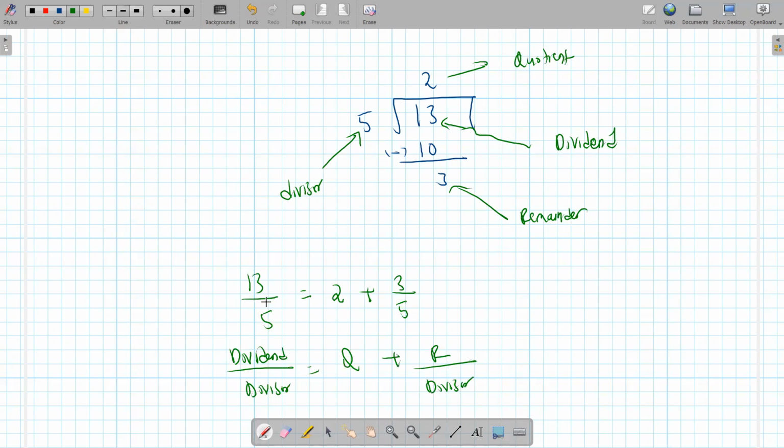What you could do is multiply both sides by 5 on the top one, then you would have 13 equals 5 times 2 plus 3, right? So another way of writing the same thing is that the dividend by itself is the divisor times the quotient, plus the remainder. So two different notations for this, okay?